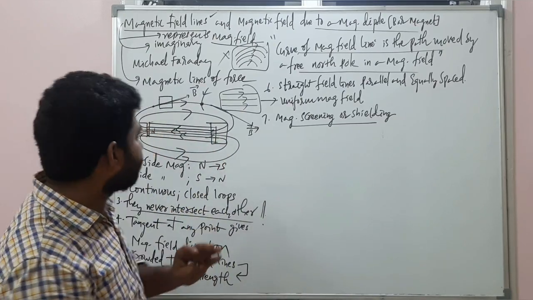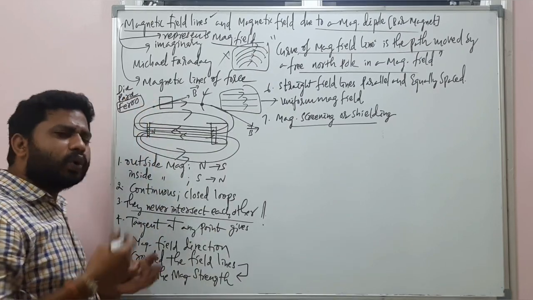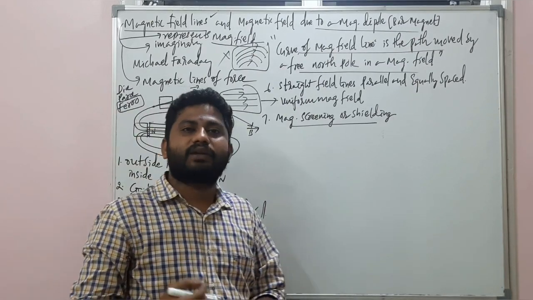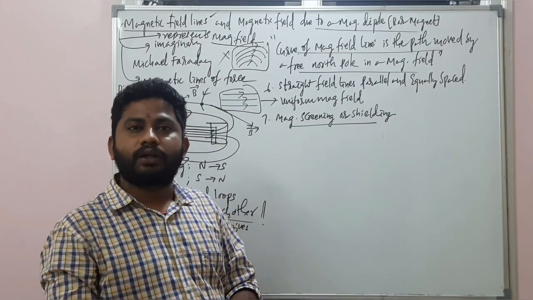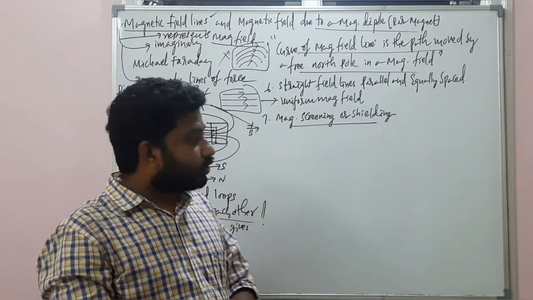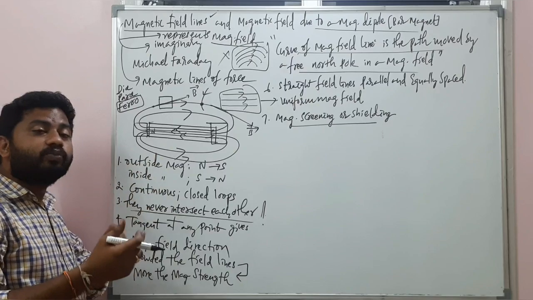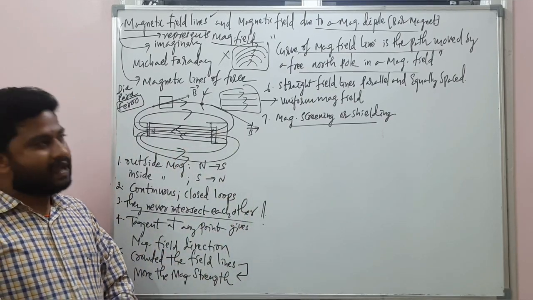But now, the ferromagnetic substances are the ones more easily attracted by magnets. Iron, nickel, cobalt: these all come under ferromagnetic substances. So these magnetic field lines will have more tendency to pass through these ferromagnetic substances.